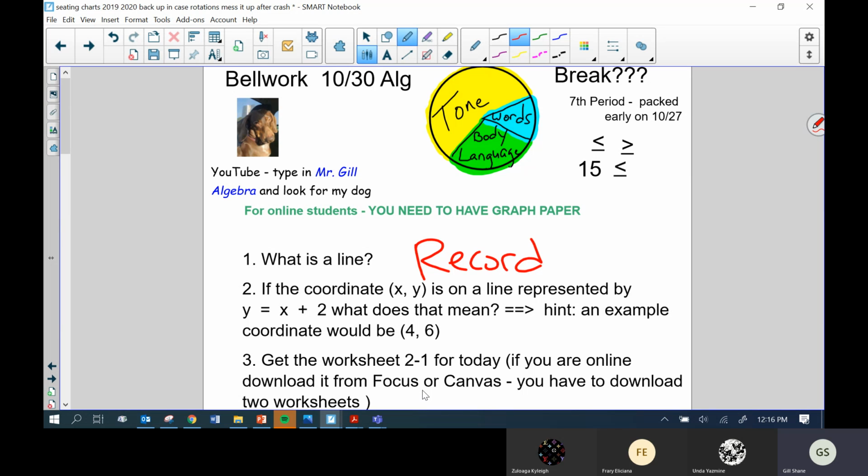What do you think? 5 and 7. Let's try 5 and 7. All right. Well, 7 equals 5 plus 2. Is that a true statement? There we go. That's a true statement. That is on the line, because it made that true.